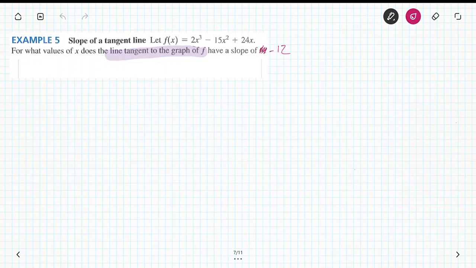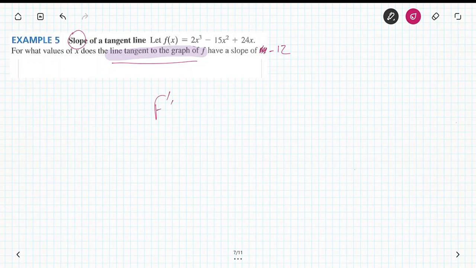Here we're given an example where we have to take the derivative of this polynomial function, this cubic function. And how do I know I have to take the derivative? Because they want us to find the slope of the tangent line. I made a little change just to make sure that we have something that makes sense. We want to find out when we have a slope that is equal to negative 12. So the very first thing you want to do is take the derivative of that function.